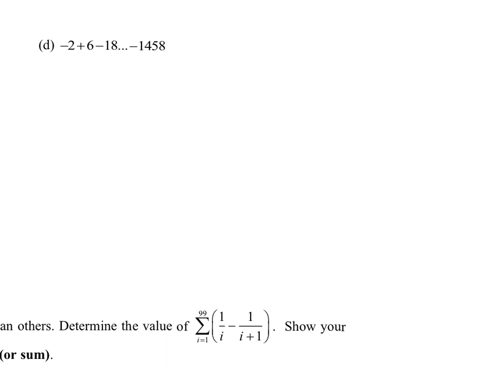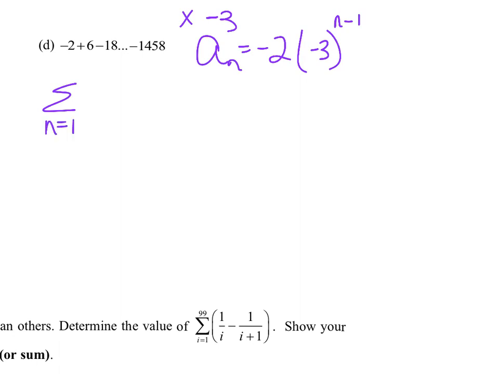On D, I have figured out that the pattern is multiply by -3, which makes it a geometric series. My first term is -2, so I'm going to plug in -2 times my common ratio of -3 to the n minus 1. So when I write my summation, I know I have my first term, and my rule is that. Now, which term is that -1458? That number looks quite large.